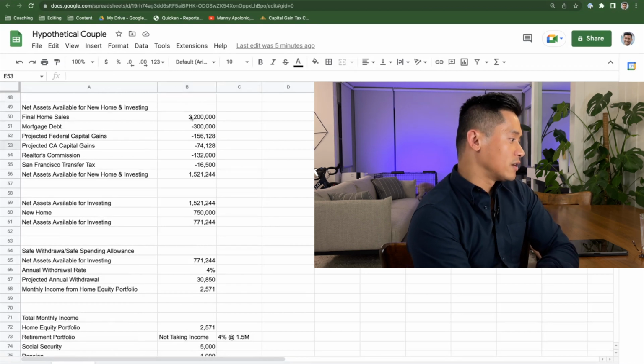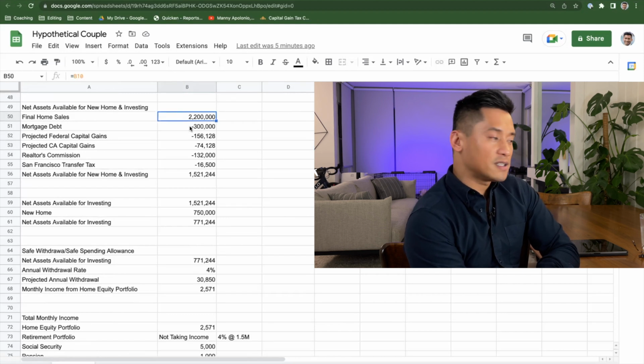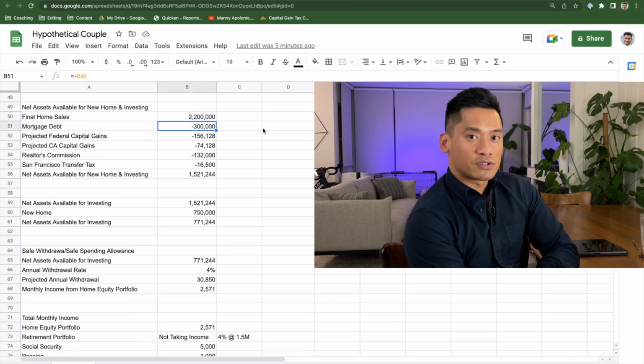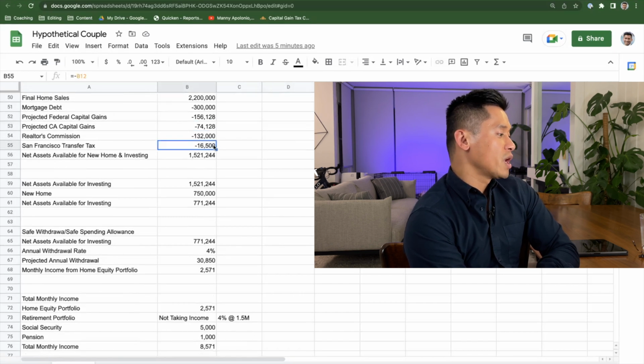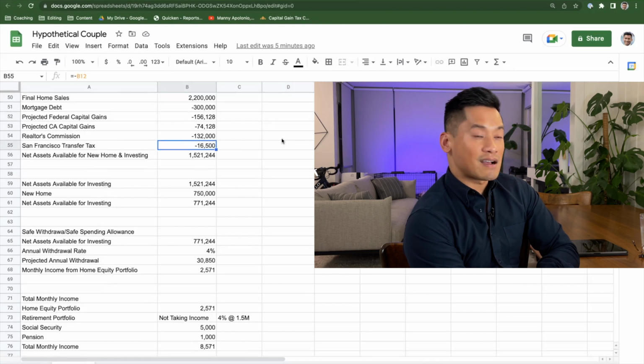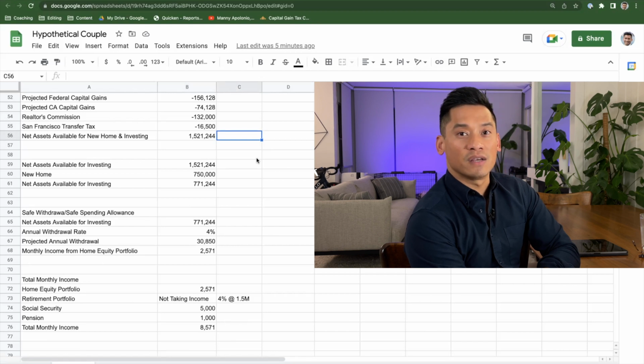Okay, so you have your final home sales, again, is 2.2 million. $300,000 goes to the bank to pay off the mortgage. $156,000 goes to the federal government. $74,000 goes to California. $132,000 goes to your realtor. $16,500 goes to San Francisco transfer tax. And then the net asset available for investing is about $1.5 million.